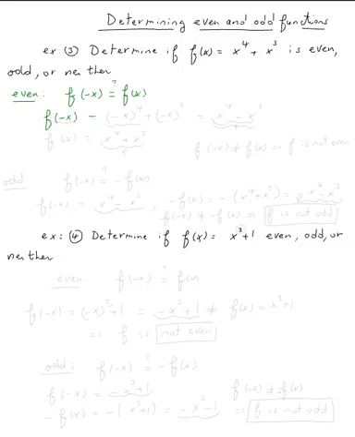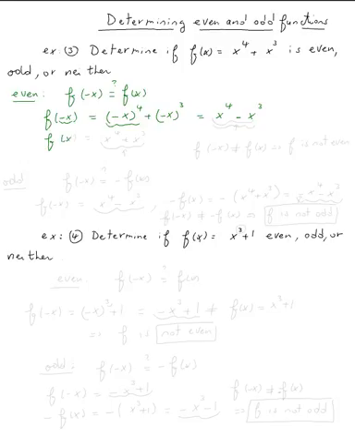F of negative x means wherever you see x, plug in negative x. That's our input, whatever is between the parentheses. So this is (negative x)^4 plus (negative x)^3. Now when the exponent is even, it's like the negatives disappear, because they cancel, every two terms cancel. And when it's odd, the negative stays. So this is x^4 minus x^3.